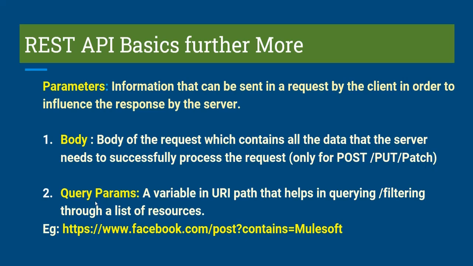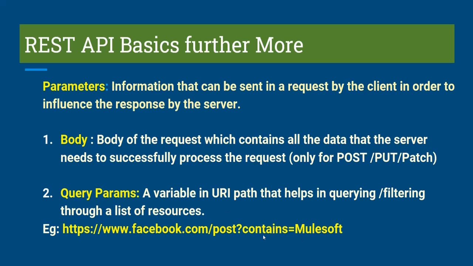Then query parameters. Here we have two different kinds of parameters in your resource URL: query parameters and URI parameters. Query parameters are variables in the URI path that help in querying or filtering through a list of resources. See here, up to facebook.com is the base path, and then slash posts, question mark. Maybe we have already discussed this in our basics video also. After the question mark, if you see any key value pairs, those variables are nothing but query parameters.